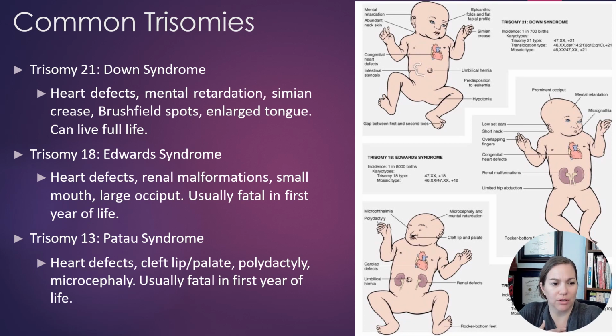So Edwards syndrome, they commonly have renal malformations and a large occiput, not compatible with life generally for more than a year. And then trisomy 13, Patau syndrome, more heart defects, cleft lip and palate, polydactyly, so extra digits, and microcephaly. This is also not compatible with life in general for more than about a year.